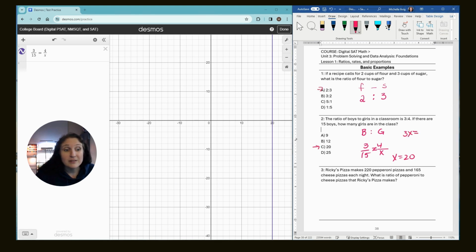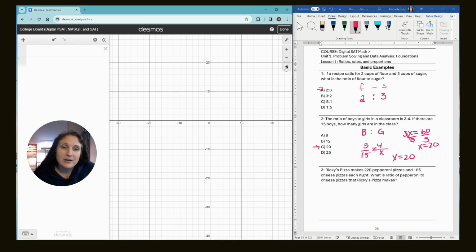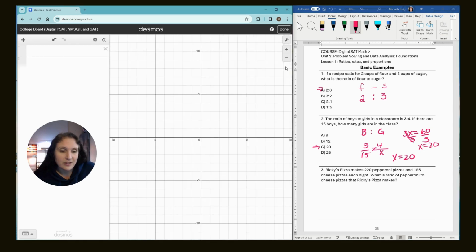Now, which is choice C, could you have done 3 times x and cross multiplied, 15 times 4 is 60, and divided both sides by 3? Yep, that also works. But remember, the goal is to help you use the graphing calculator as effectively as you can. I'm going to X this out to delete this equation, and I'm going to hit the home button to make my screen go centered again.